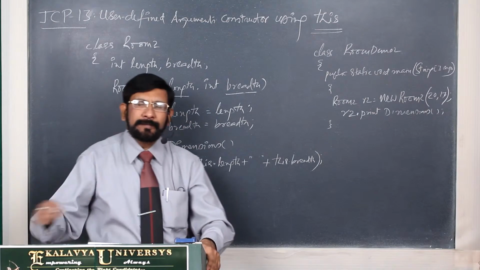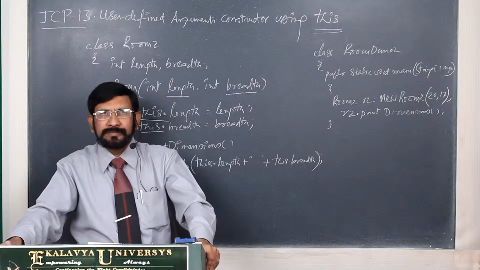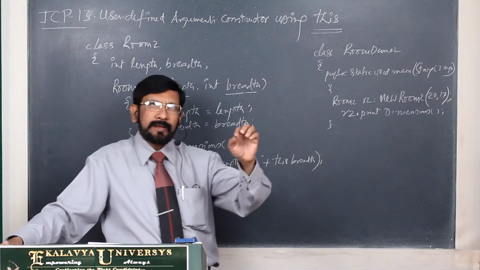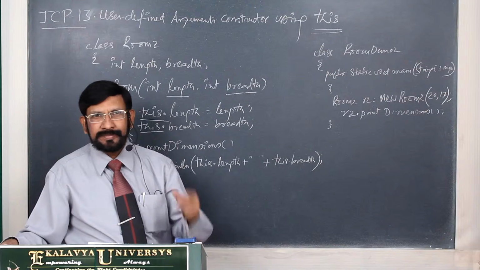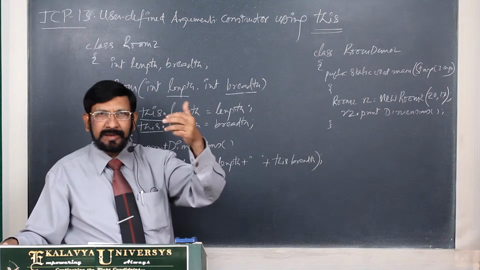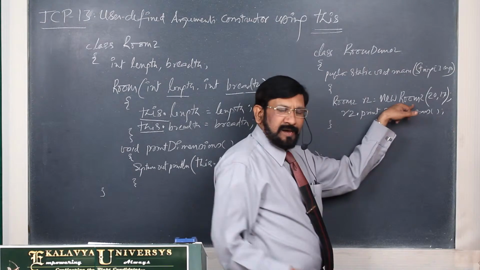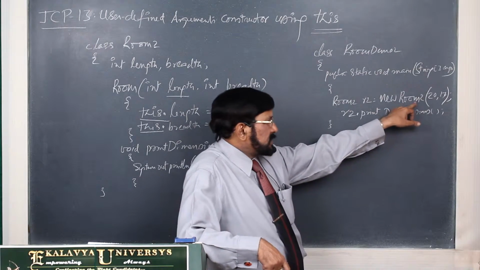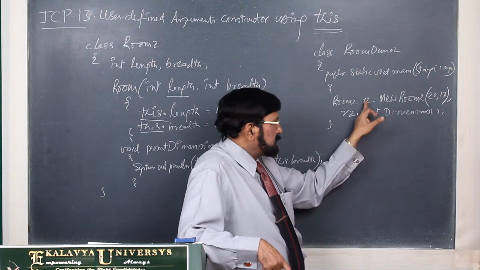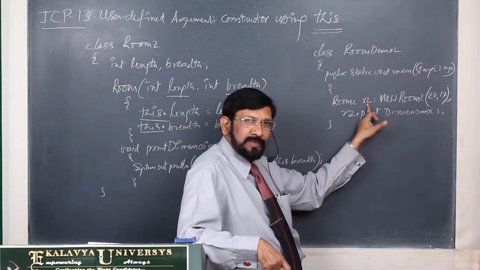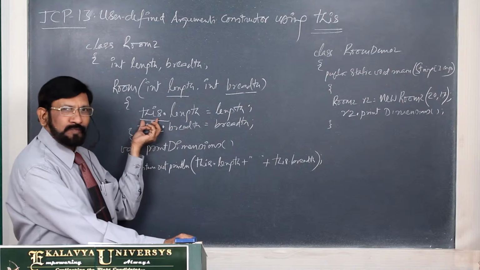Simply explained, it refers to the caller of the constructor. Who is calling the constructor? This represents whoever is currently calling the constructor. Now you see this is the constructor call. For whom is the constructor called? For the sake of R2. So here this represents R2.